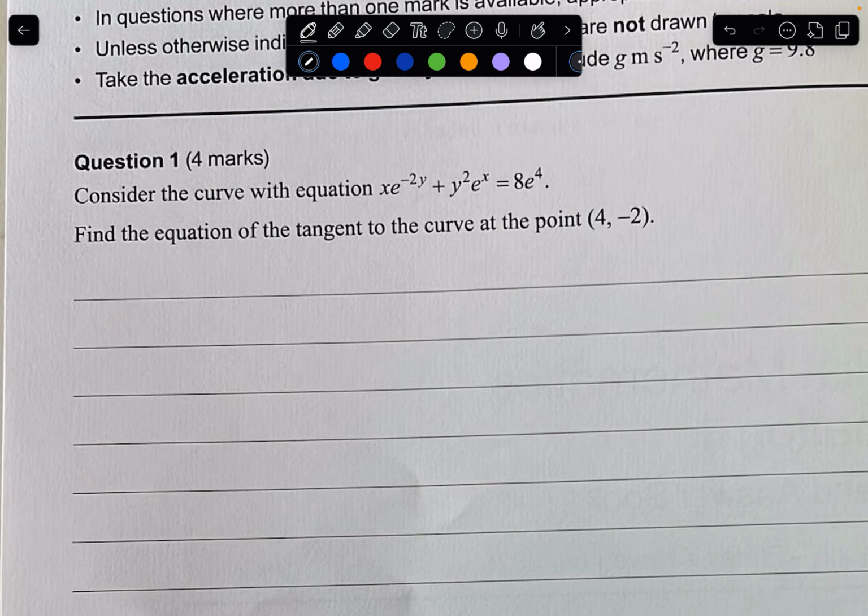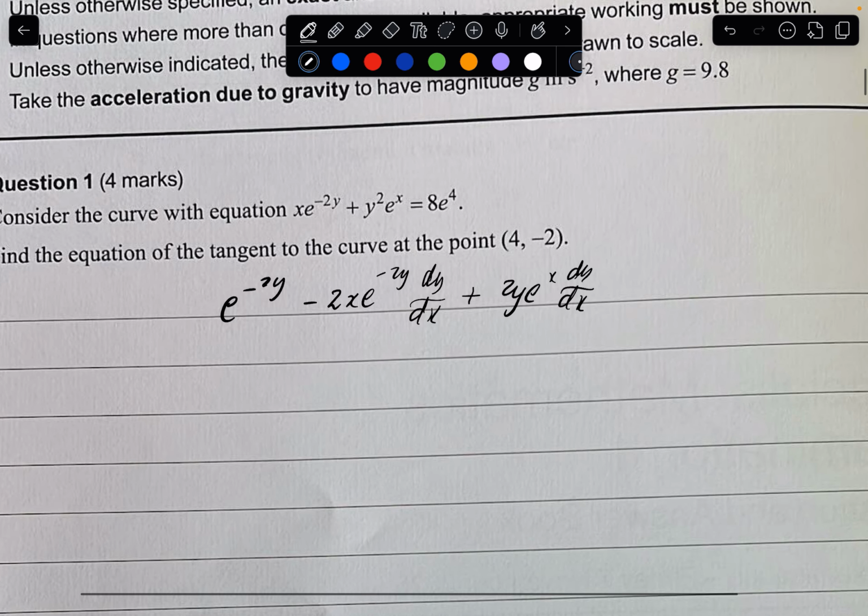This is implicit differentiation. So you've got to say e to the negative 2y minus 2x e to the negative 2y dy/dx plus 2y e to the x dy/dx plus y squared e to the x equals 0. And then plug in the point (4, -2).